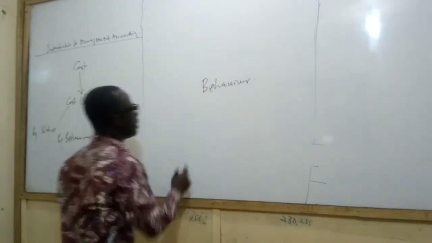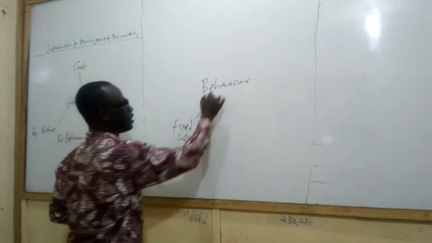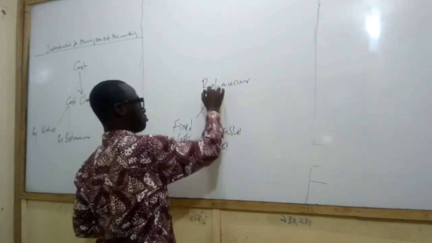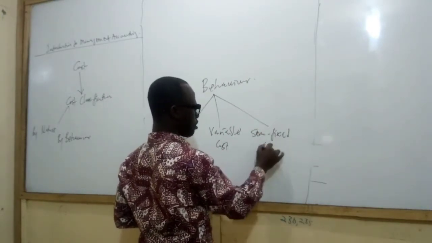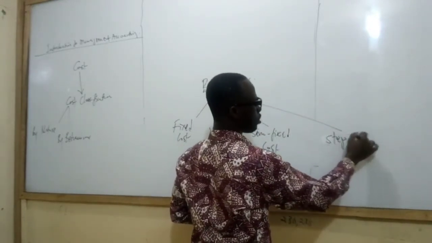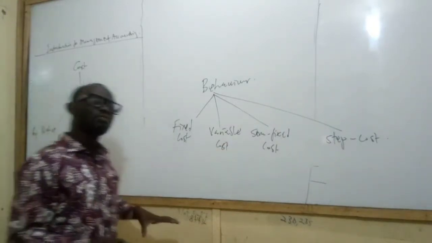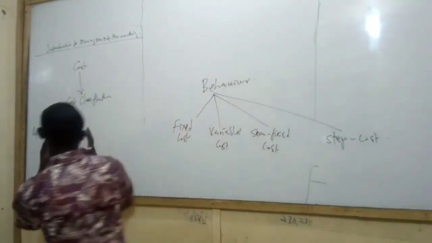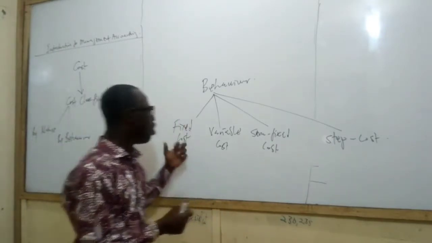Under this, we can have what we call fixed cost, variable cost, semi-fixed cost, and then what we call step cost. We're going to be explaining all that. So what is a fixed cost? Classification of cost according to how it varies with output level. What is fixed cost?